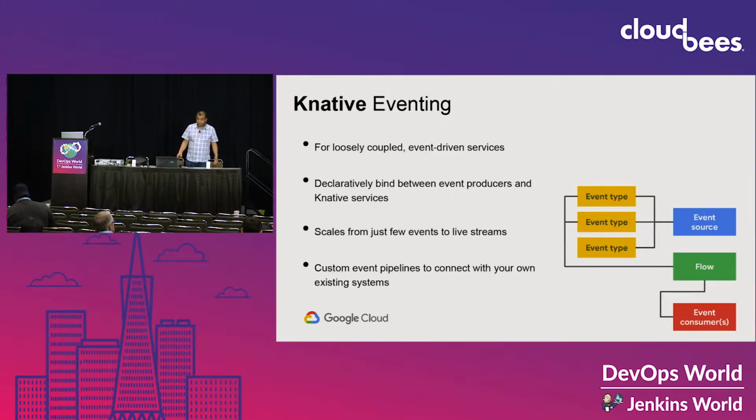Then you have eventing. These services or functions, I kind of tend to use them interchangeably, but they are loosely coupled systems, right? They communicate with each other in an event-driven fashion. So you have event producers, you have the channels that connect these events, and then you have the consumers. So all that is taken care of by the Knative eventing.